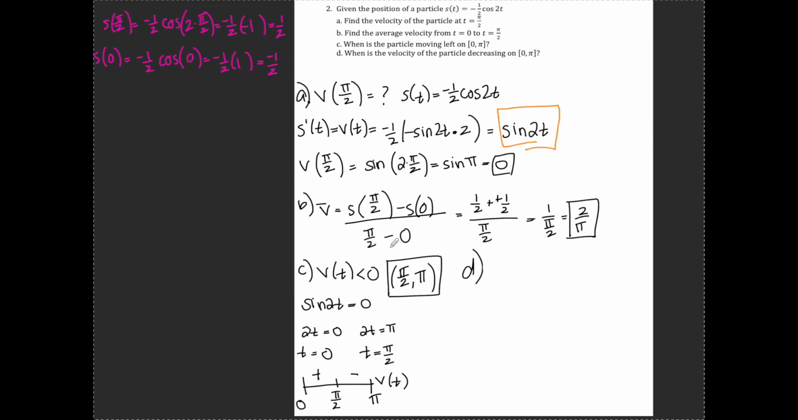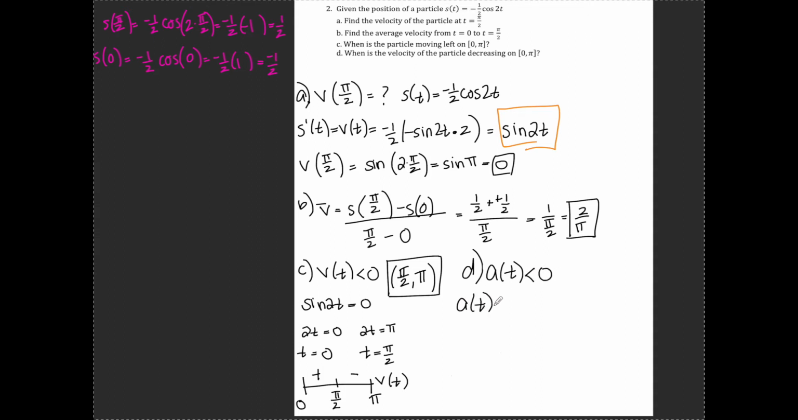Part D, when is the velocity of the particle decreasing on 0 to pi? If I'm looking for when the velocity is decreasing, that means I'm looking at a velocity graph and I want to know when it's going down. So I need to look at the derivative of velocity. The derivative of velocity is acceleration. So I'm actually looking for when acceleration is less than 0.